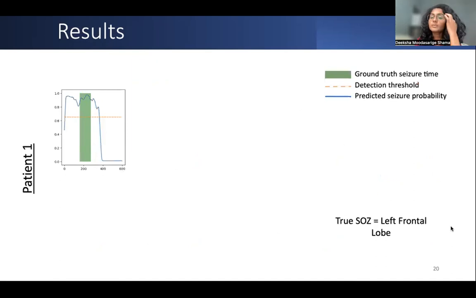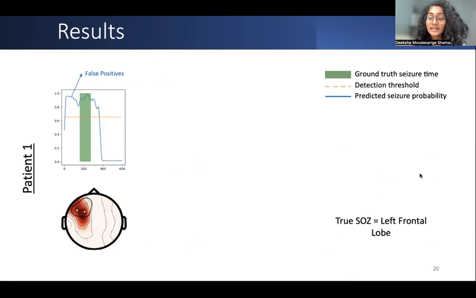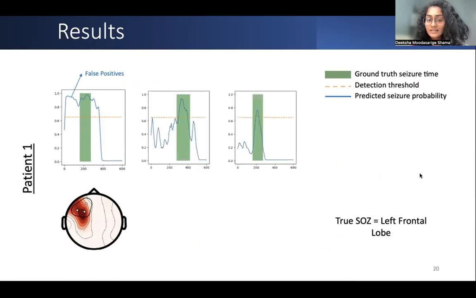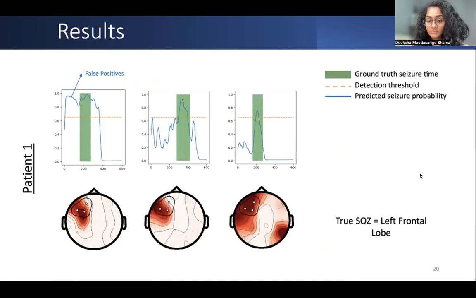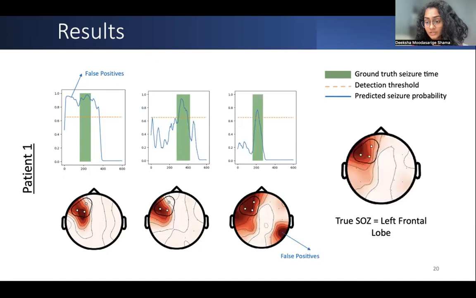Here we visualize the performance of DeepSOZ for one patient. The temporal prediction is plotted on top, where we observe that the seizure is detected with some false positives. In the bottom, we plot the predicted SOZ vector on a topological head plot. The model correctly localizes the predicted SOZ to the left frontal lobe. In the second and third seizure, the temporal onset is detected accurately, while the SOZ prediction includes some false positives. The model is confident of the final SOZ prediction, as shown on the right with much lower uncertainty levels.